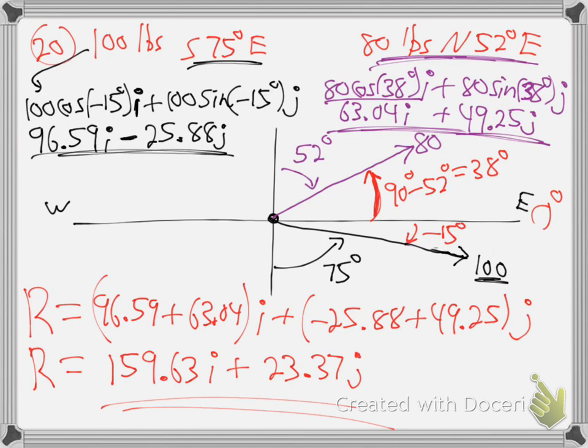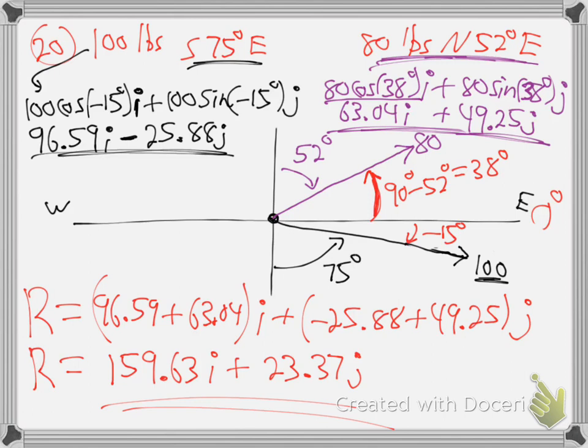How are we doing? You guys getting those numbers okay? Let me try to help you dial in with what that really means. So one of the ropes is pulling up to the right at 80 pounds. The other's pulling down to the right at 100 pounds. What's the result of those two? There's a right pull of 159 pounds, since i is right, and there's a, what is the j? Up or down?